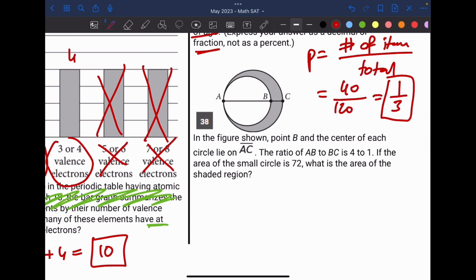And then it says, if the area of the small circle is 72, so this area over here of the small circle is 72, what is the area of the shaded region?